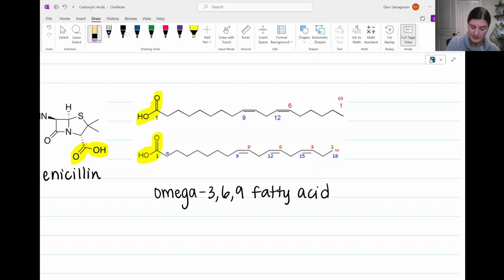And so in an omega-6 fatty acid, the double bond is at carbon 6 relative to the omega end. In an omega-3 fatty acid, the first double bond is at carbon 3. So that's how that name comes into play, the omega-3, 6, and 9. An omega-9 fatty acid isn't shown here, but you can imagine the first double bond would occur at carbon 9 relative to the omega end of the molecule.